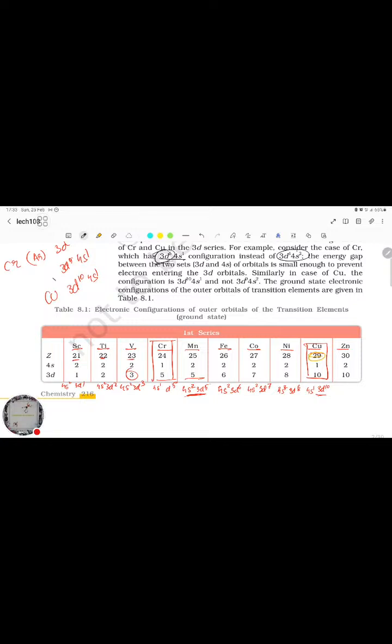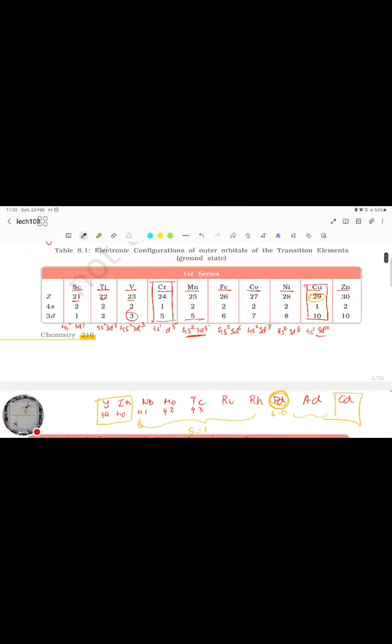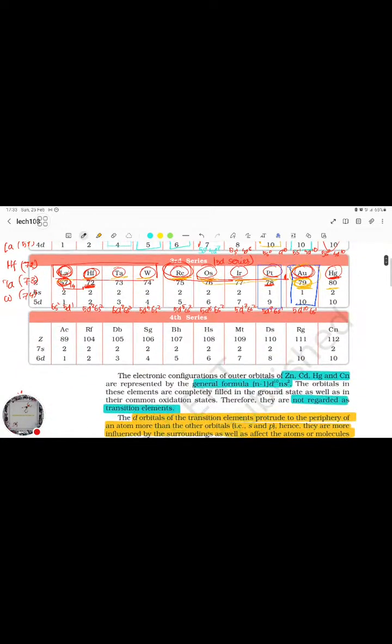Similarly, in the case of copper, the configuration is 3d10 4s1 and not 3d9 4s2. The ground state electronic configurations of the outer orbitals of the transition elements are given in table 8.1. Okay, fine. So basically we have been given table 8.1. This is something we'll have to remember. It would be better if we remember it.